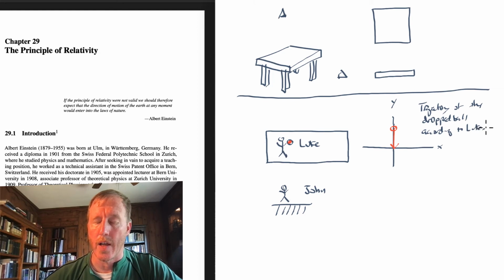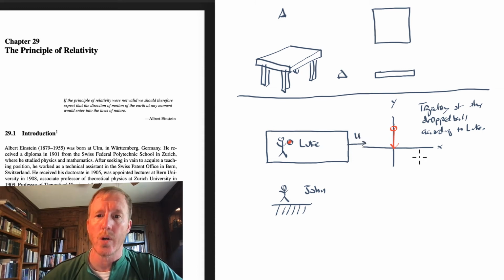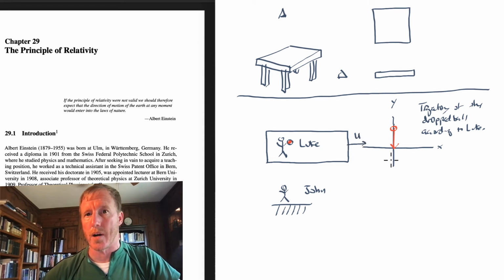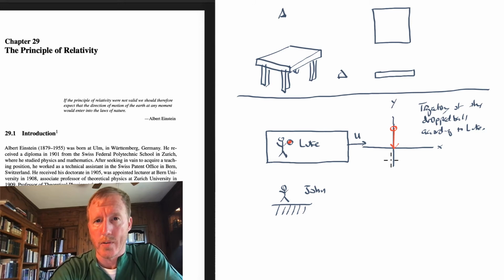Now, and this is an important point, let's suppose the train were in motion with some speed. I'm just going to call the speed u. You might think of this as 60 miles per hour. If the train was moving at 60 miles per hour along very straight, smooth tracks, it would seem to him as if he wasn't even moving.